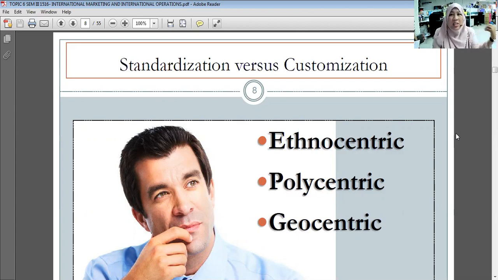Even if you go to international countries, even in Saudi Arabia, I realized once that they have the Coca-Cola written in Arabic script on the cup.